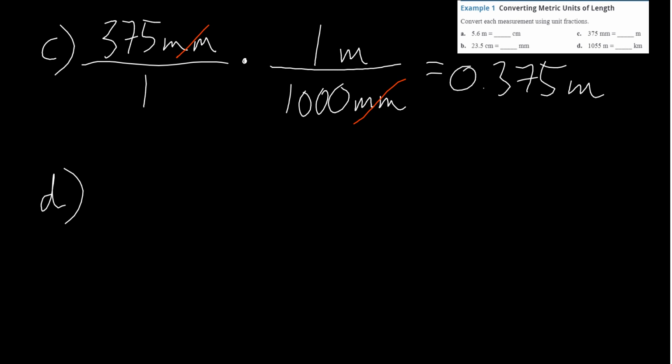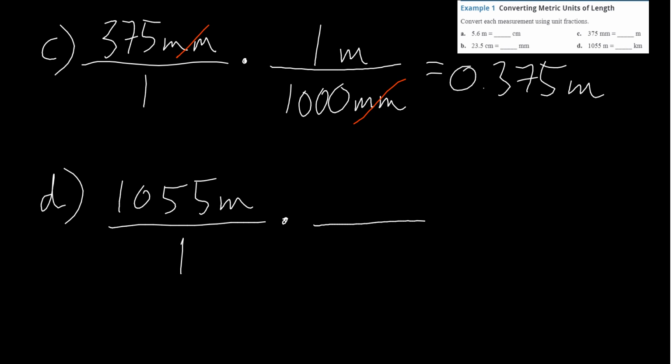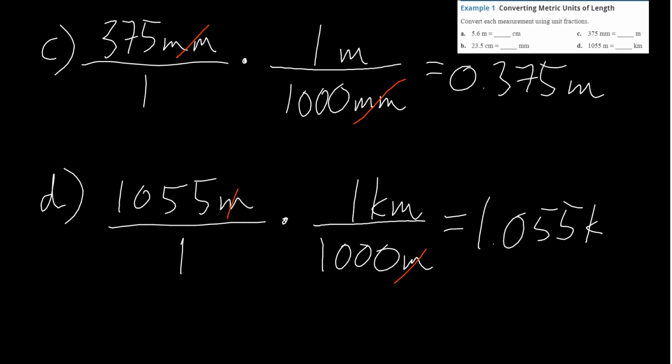And then D, 1,055 meters times, and we're trying to get it to kilometers. So there are 1,000 meters in 1 kilometer. The meters cancel. So we're left with 1,055 divided by 1,000. That's just going to be 1.055 kilometers.